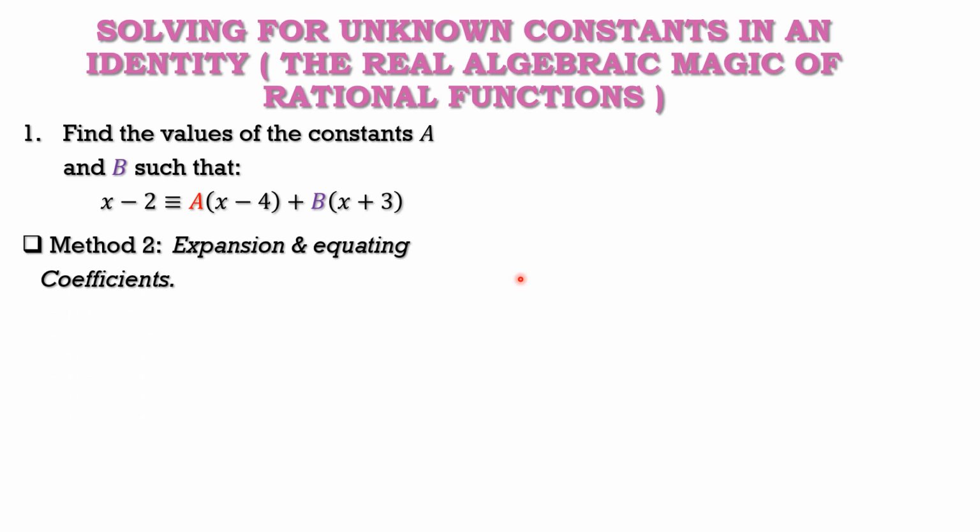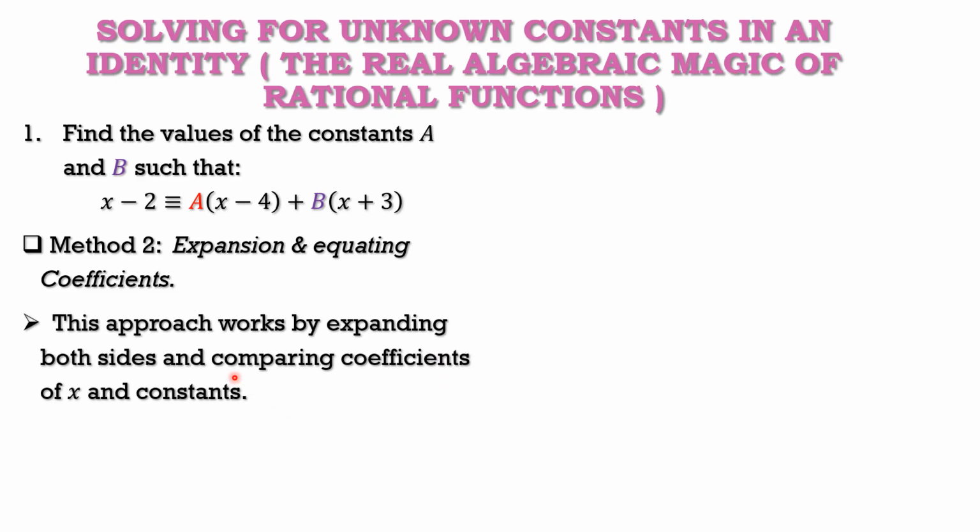So the second method is about expansion and equating coefficient. You expand and you equate coefficient because both the right hand side and the left hand side are the same. So here, this approach works by expanding both sides and comparing coefficient of x and constant. So here we have to expand the right hand side.